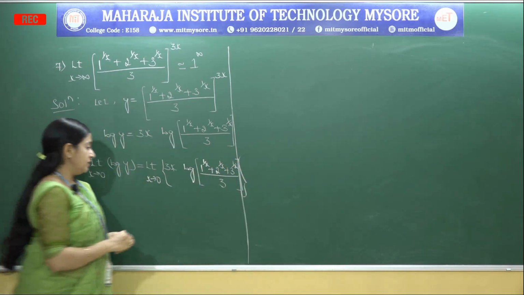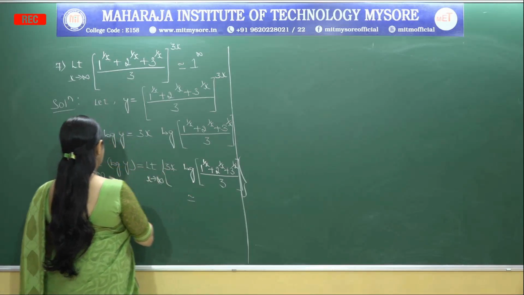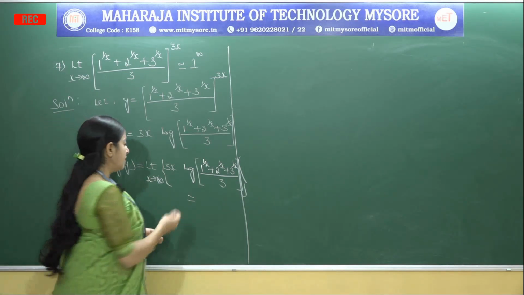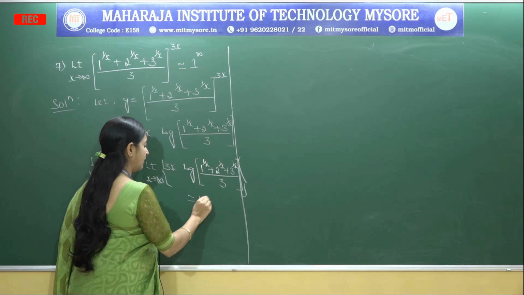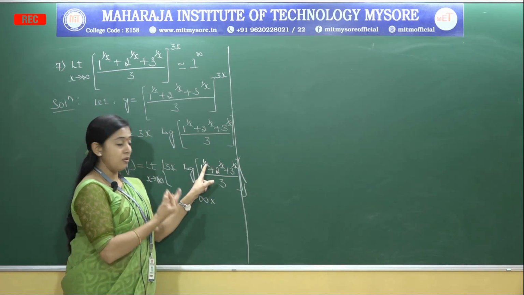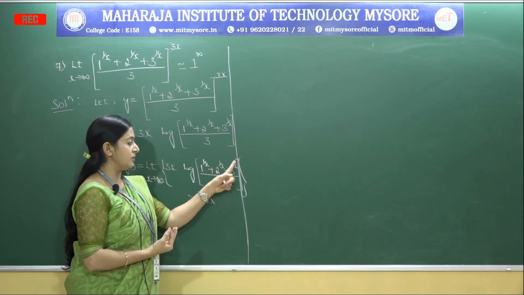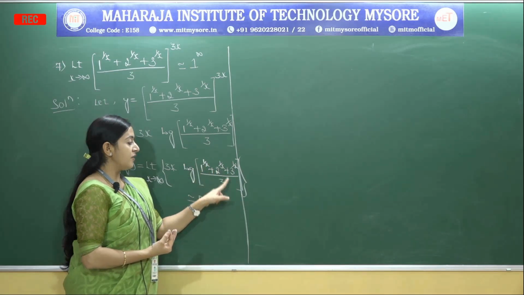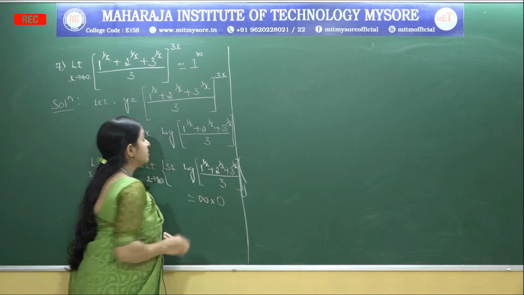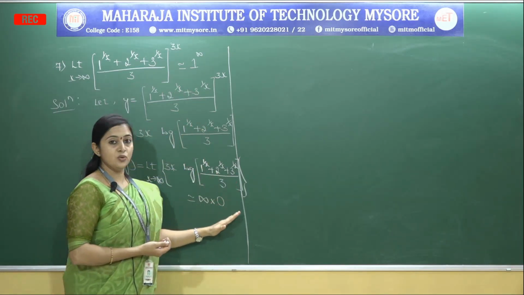Then again apply the limit. As x tends to infinity, 3 into infinity, you will get infinity. For the second term, again 1/infinity is 0, so 1 power 0, 2 power 0 and 3 power 0. You will get 3 divided by 3, log 1, and log 1 is 0. So 1 power infinity is reduced to infinity into 0.